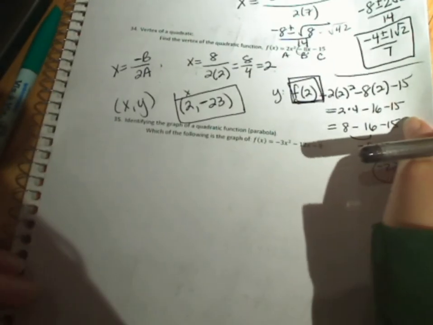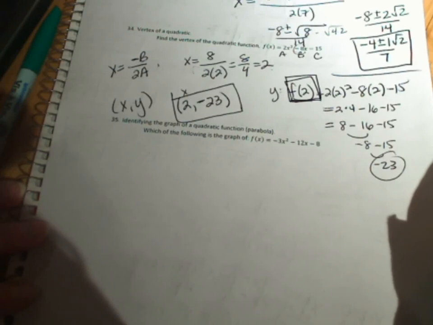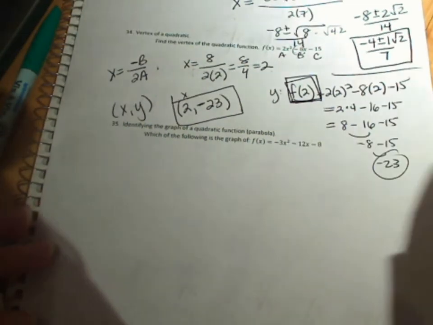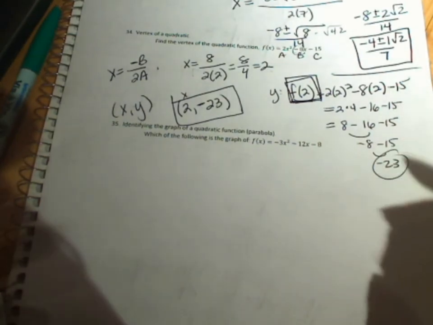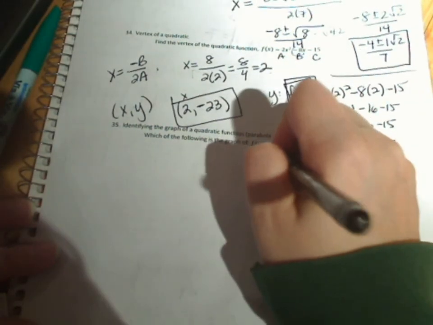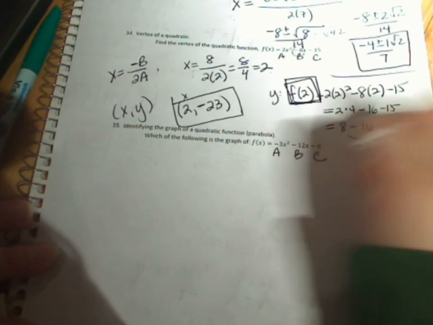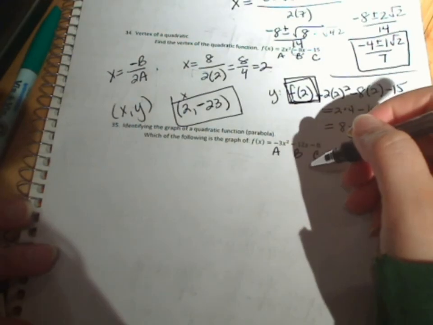All right. Last one, on number 35, identify the graph. So this is something where you'd have a picture to look at. You have a, b, and c again. A is negative 3, b is negative 12, and c is negative 8.